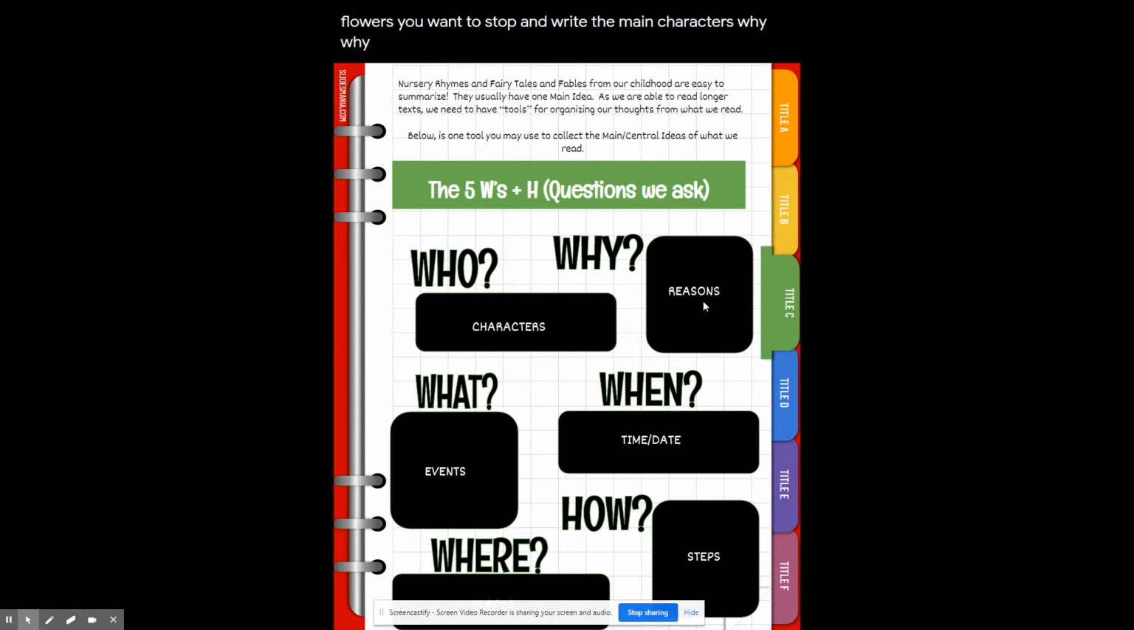Why? Why are things happening? Usually when you are answering a why question while you are reading, you are looking for reasons. Why are things happening? You're going to write the reasons that are explained within the text. What? What are the events of the story? What? First, next, then, and last. What happens, what happens, what happens? When? Can you give a time that something is happening? Remember, ladies and gentlemen, time is not just the minutes or the seconds on a clock. It could be a date. So when would include times and dates.